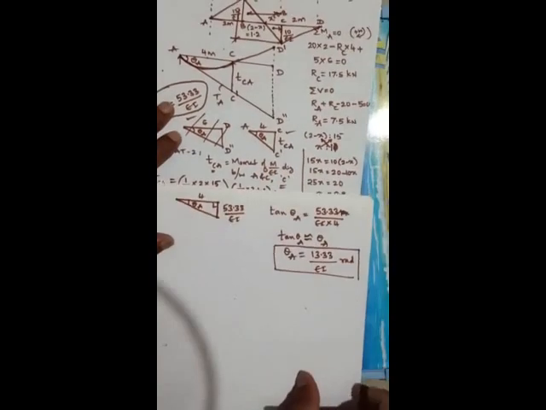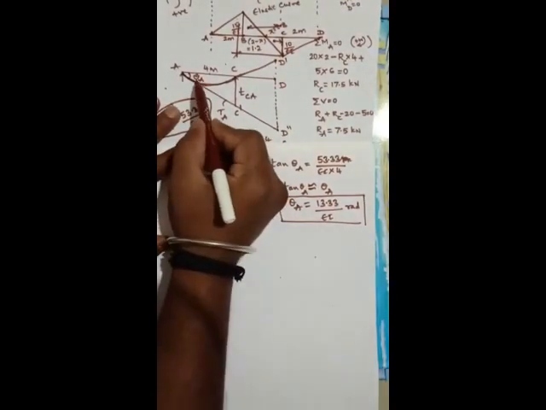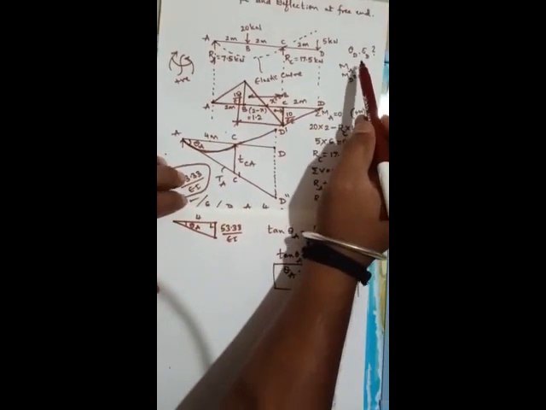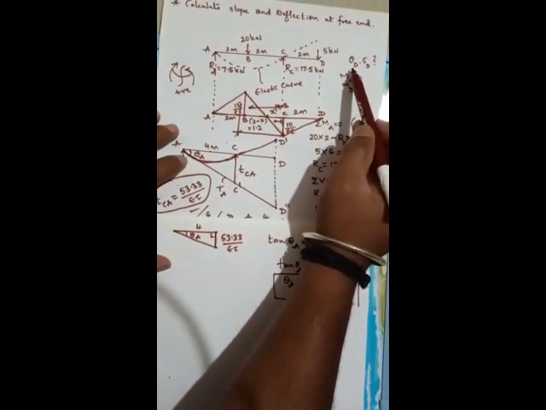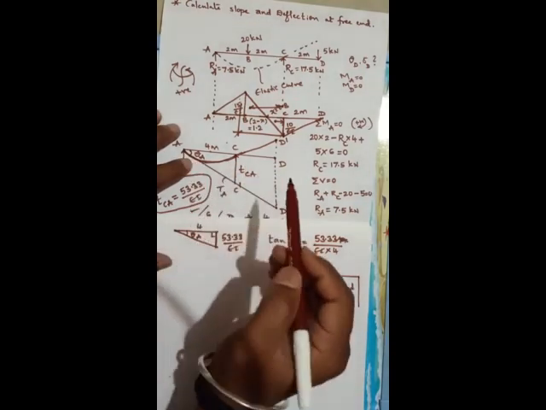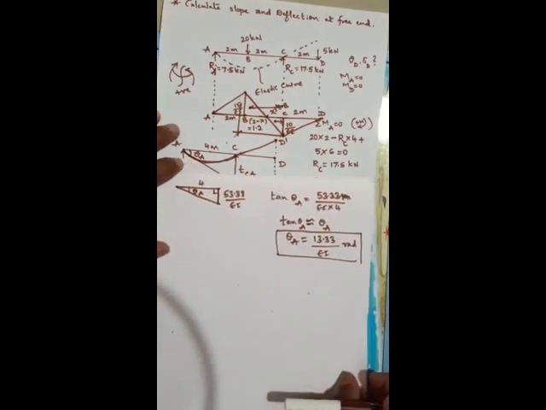So we got to know what the slope at A is. Ultimately, the problem is we need to find theta D. Once we know the slope at any one point, then we can apply moment area theorem 1.